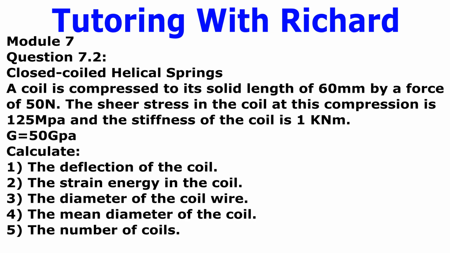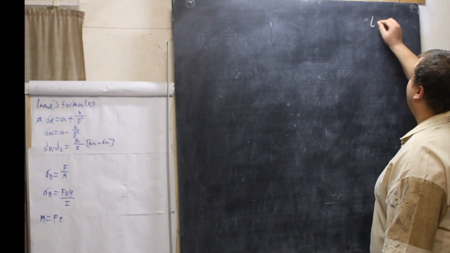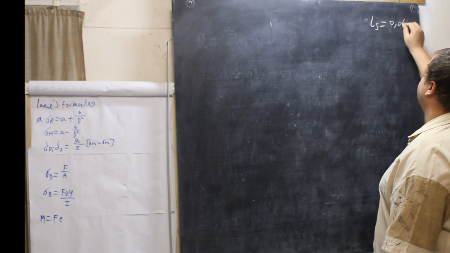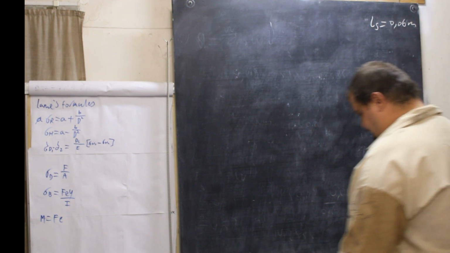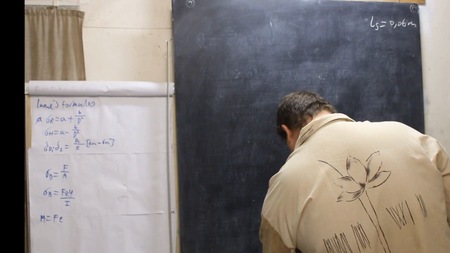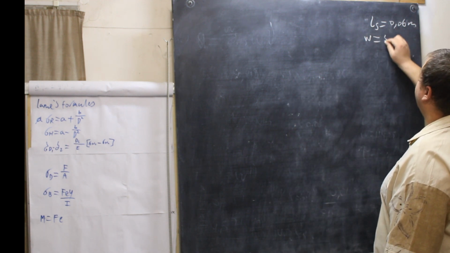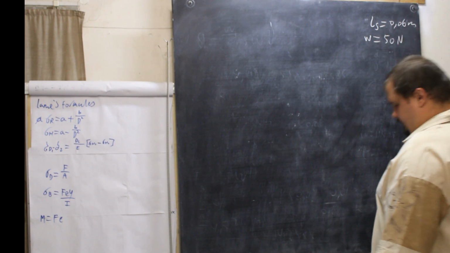Okay, our question goes: a coil is compressed to its solid length of 60 millimeters by a force of 50 newtons. So L solid is 0,06 meters, by a force of 50 newtons. So W equals 50 newtons.